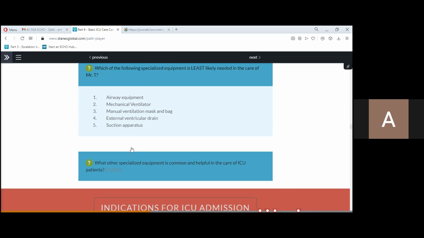So the further escalation will be invasive oxygen therapy, which they all rightly said this patient will need: airway equipment and a mechanical ventilator, which will need intubation and so on. And then the suction apparatus, of course, you have to clear the airway so that you can improve on the oxygenation. So this much our participants should remember. So far, they are doing very well. Thank you. You may continue, please.